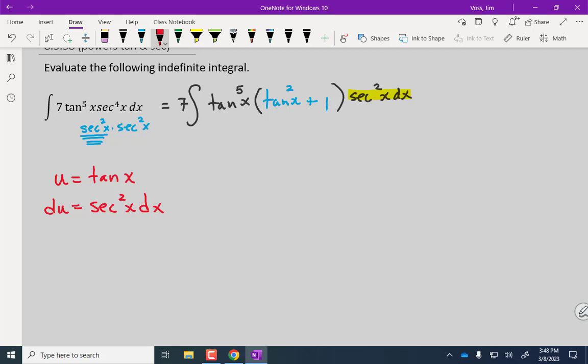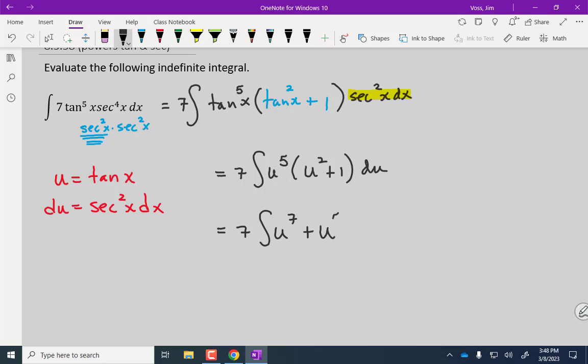All right. So now, if you want, you can distribute before you do the u sub, but it's a little easier to be dealing with u's when you start distributing. I think it's better to convert to u's before you distribute, but it doesn't matter. Whatever you believe in. So u to the 7 plus u to the 5 du.